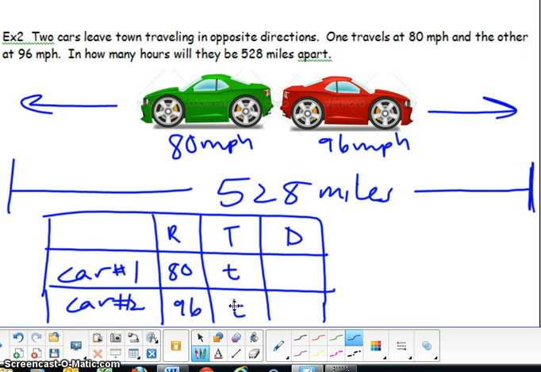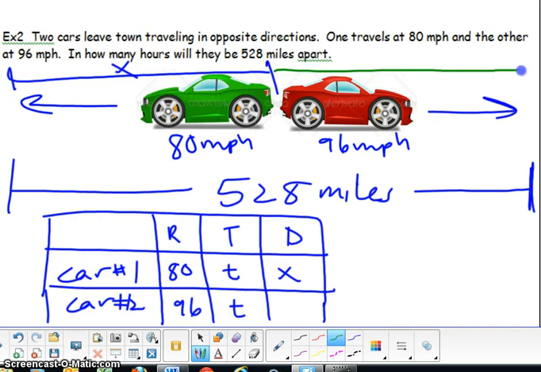The distance, we do not know how far. I mean, we know that the 96 mile per hour car is going to get there faster, but we don't know how much faster. So we are going to call one of them X, like the distance from here to here that this car is going to go, we don't know. So we're going to call that X. And then we know the total has to be 528, so the distance from here to here has to be 528 minus X.